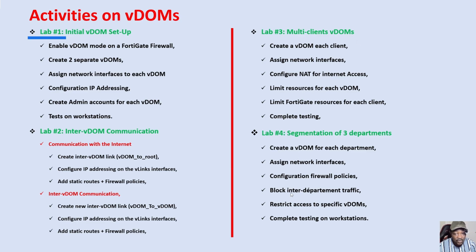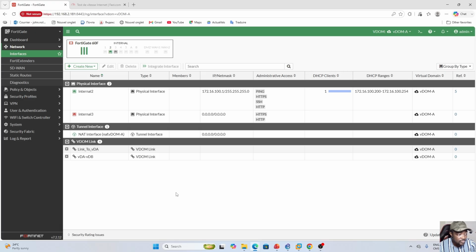Then in lab 4, we'll see how to do department segmentation. In this lab, instead of creating vDOMs, we are going to see how to create VLANs in vDOMs, right? So that's how we're going to do it. Without wasting time, let's jump directly onto our FortiGate device to proceed.